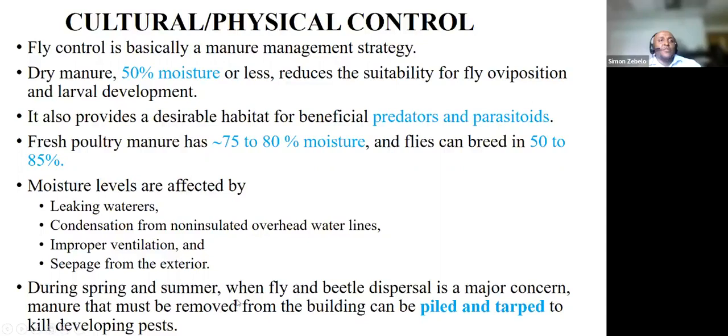During spring and summer, when fly and beetle dispersal is a major concern, manure that must be removed from the building can be piled and tarped to kill developing pests. Tarped means it has to be taken outside and covered with plastic, and then exposed to direct sunlight, which increases the temperature and kills all the fly larvae inside. So those piled manures would be relatively free of fly larvae.